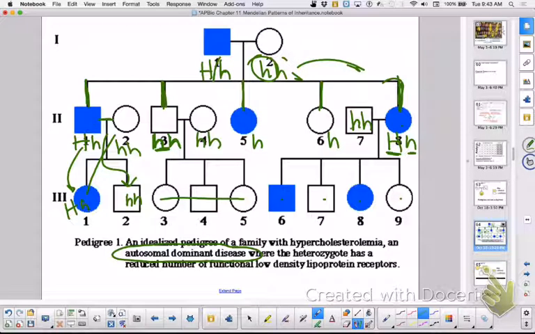Okay, so on your notes, go to where it says Mendelian patterns of human disease. Autosomal patterns. We looked at a recessive, now we looked at a dominant. Autosomes are any chromosome other than the sex chromosome. Both males and females are affected with equal frequency. And in pedigrees, females are circles, males are squares. I already gave you all that.